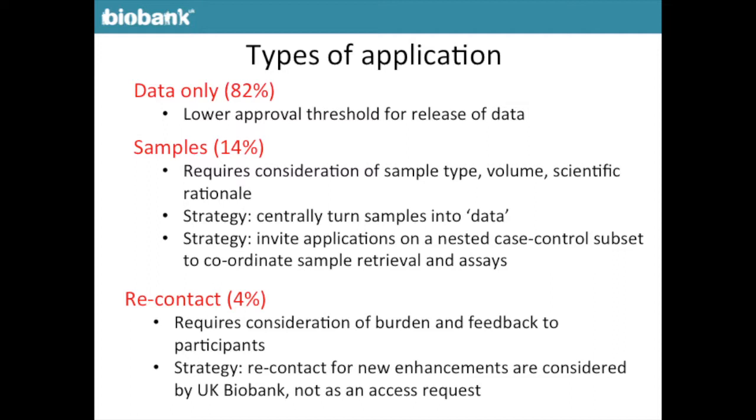On the other hand, when it comes to samples and recontact, which are, as Martin says, entirely depletable, we have a much higher threshold, and applicants have to essentially justify that what they're doing is scientifically feasible, and they have to do that subject to independent peer review as well.